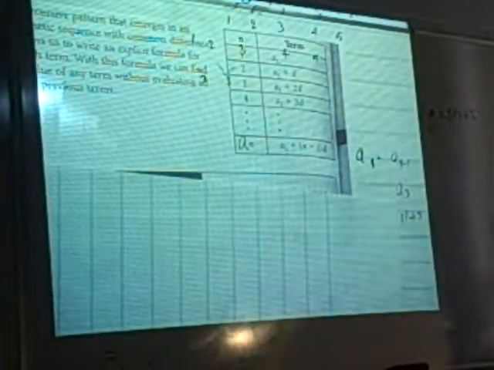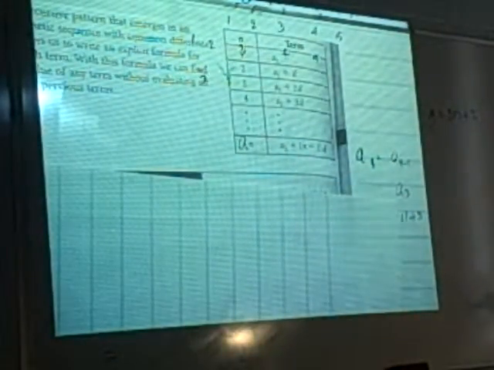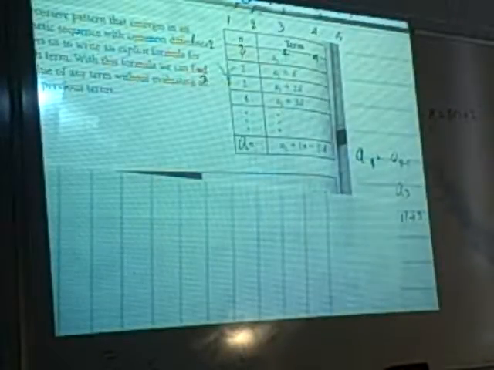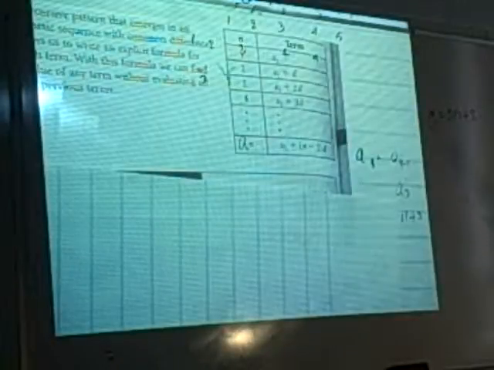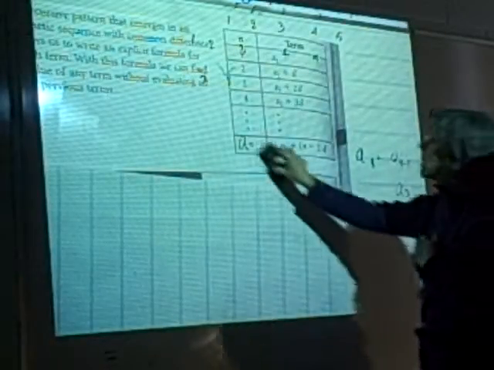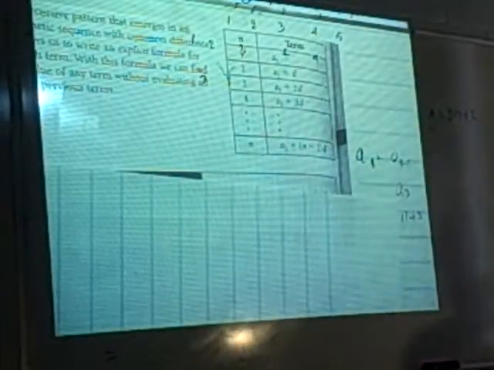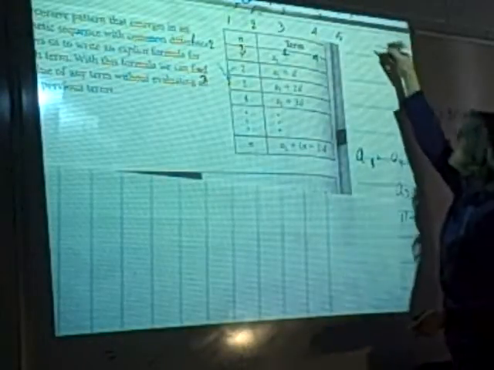So a to the n, we're looking for the term, okay? And it is going to be a sub 1 plus n, the number of terms. No, I'm sorry, that's wrong. It's not a to the n, it's just n. So if I want, let's go with the sixth term.